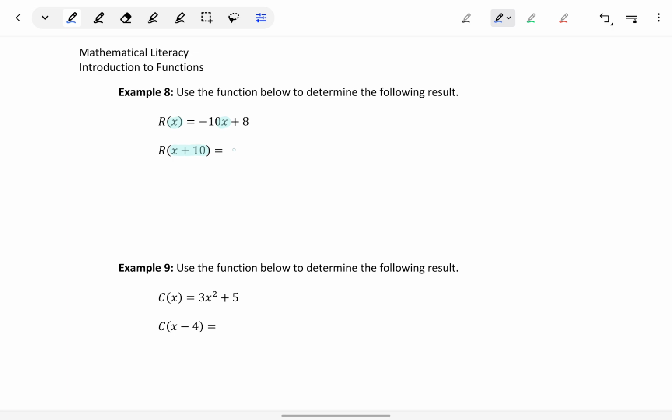But the general idea stays the same. We would write -10, and as soon as we hit an x, we would plug in this expression inside parentheses, x plus 10. The same idea as if we had plugged in 0 to find r of 0 or plugged in 2 to find r of 2. We're just substituting in that algebraic expression, and now we simplify. We can start by distributing that -10 through, and then combine any like terms.